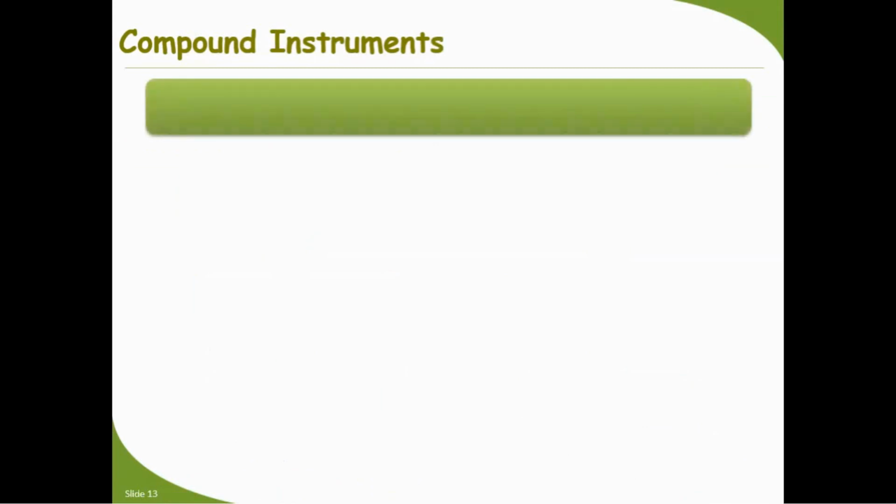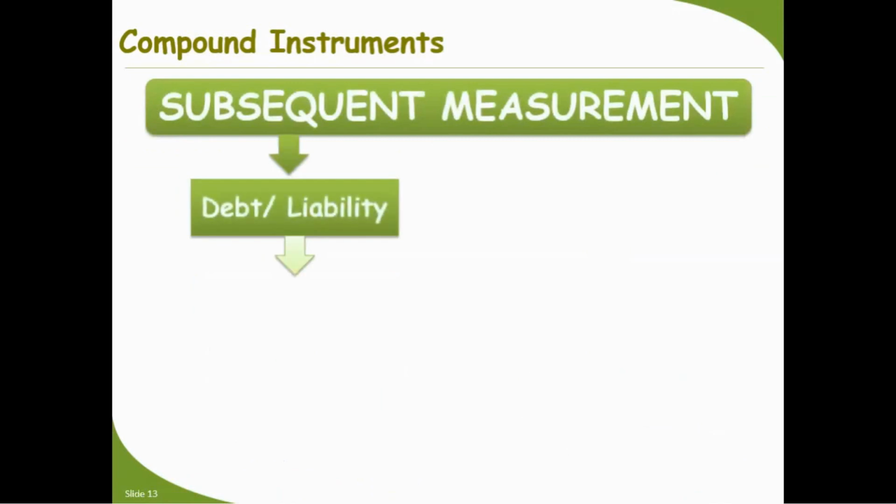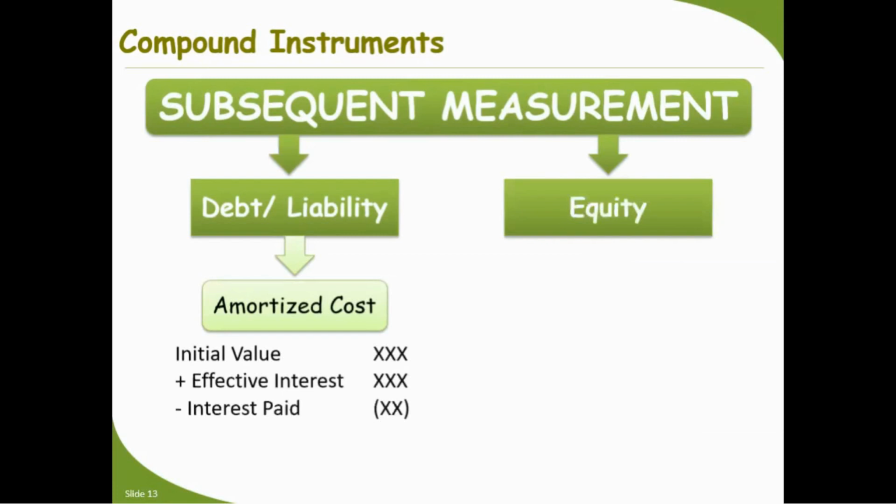Then compound instruments, subsequent measurement. The debt portion will be measured using the amortized cost method, which we have discussed: initial value plus effective interest minus interest paid. Your equity section will never be changed because it is not remeasured. So the equity section value will be the same as we calculated initially, while the debt section will be measured at amortized cost.